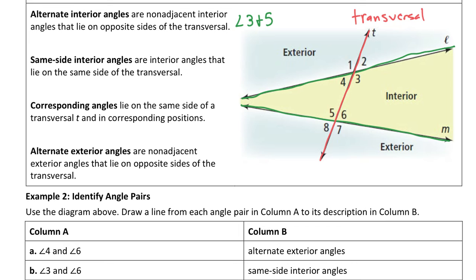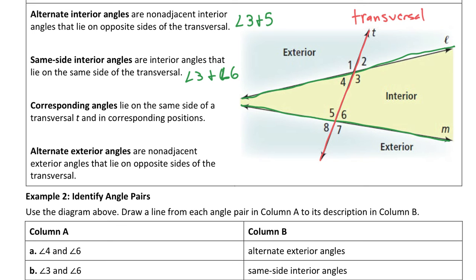Same side interior angles are interior angles, but they lie on the same side of the transversal. So an example of same side interior angles is angle 3 and angle 6. Those are same side interior angles.